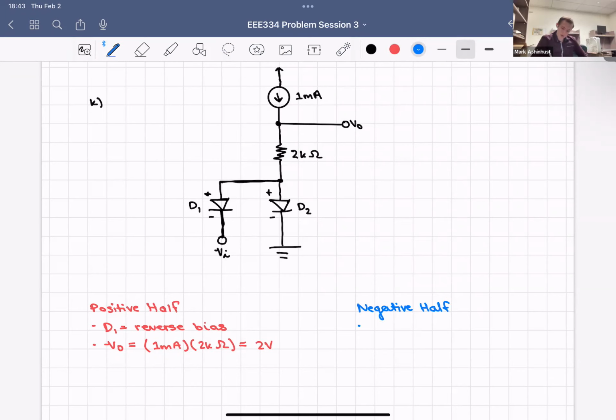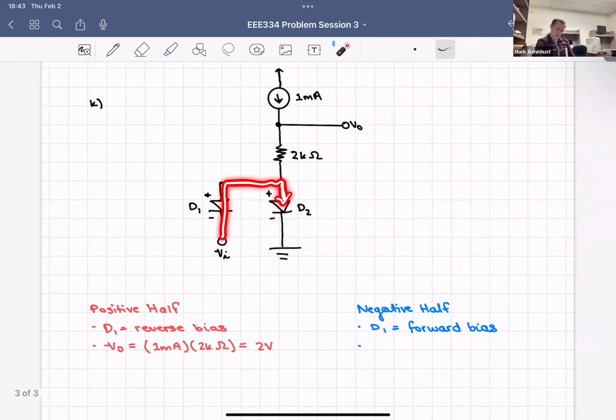So now let's go to our negative half. Negative half, D1, look at it. It was non-conducting, reverse biased when the voltage was positive. So if V input is in its negative half, it will be conducting. So it will be forward biased. And then we need to find V out. D2, though, is going to go this way. When we're thinking about that way, D2 is going to be open. D2 is going to be reverse biased.